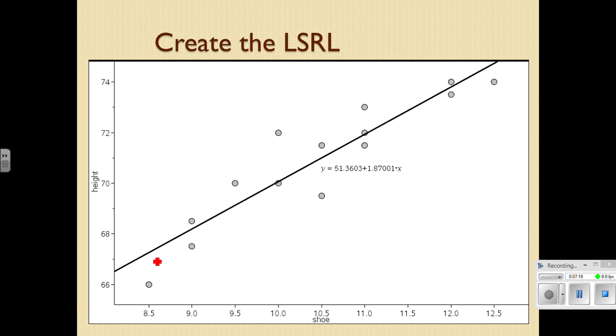How that plays out for us, if we look here, here's that size 8.5 shoe right there. And this gap right here is about 1.25. We're probably all aware enough to realize we're below the line. That person was below the predicted height. So that's where we get the negative.